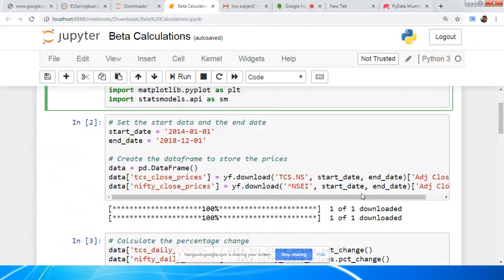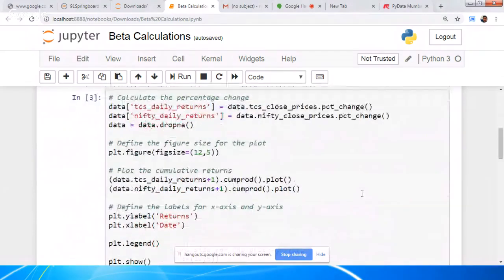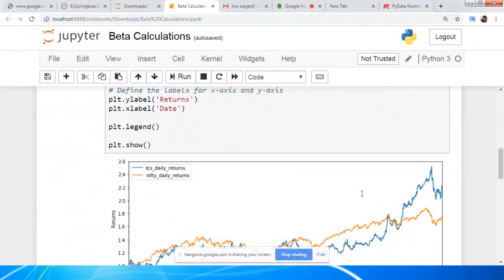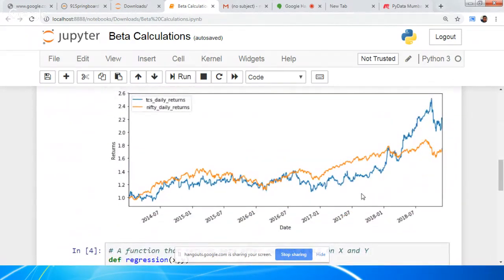Once I have the data, I will calculate the daily returns of TCS and the daily returns of Nifty 50. If I plot the daily returns, this is how it will look. I'm skipping the code, assuming you are pretty sure in Python. If anyone has any doubt about why this function, what this function is about, feel free to stop me. I'm happy to explain.